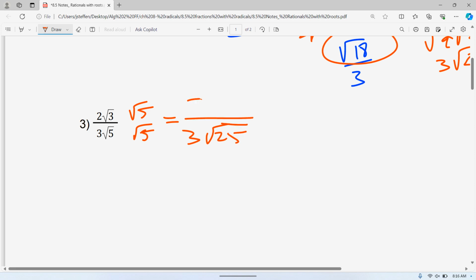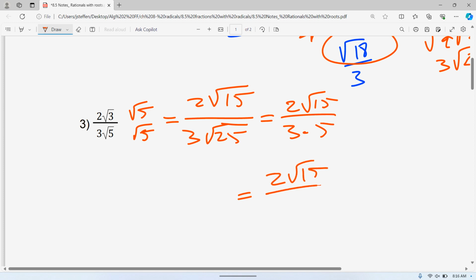On top, we have 2 times the square root of 3 times 5, which is 15. Now, just like we learned the other day with multiplying, since they are both radicals, we can multiply those together. We can't multiply the 2 by the 5 at all, but the 3 and the 5 are both inside radicals, so you can multiply those. Now, before you figure the answer, make sure the square root of 25 is just 5. So you get 2 root 15 over 15.